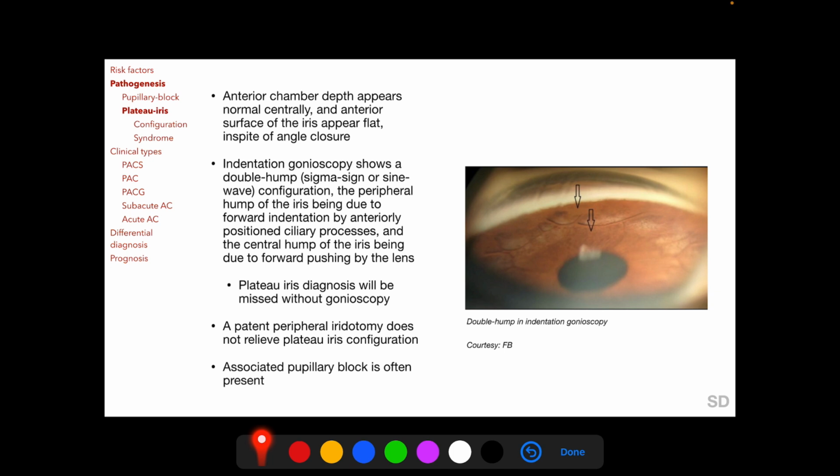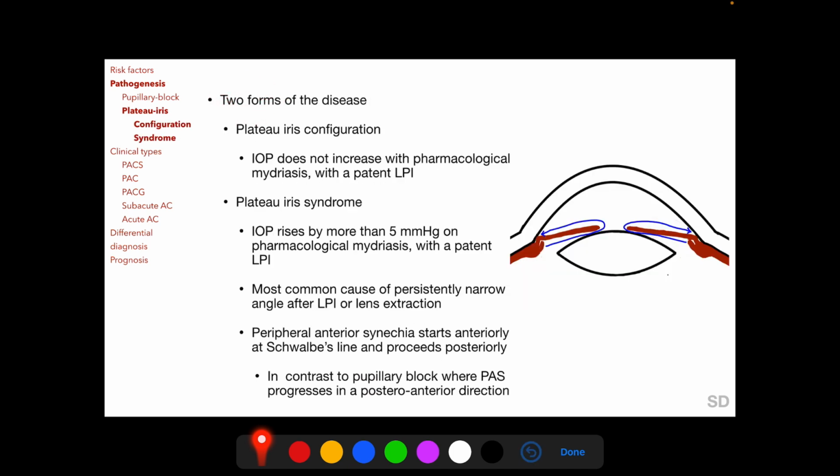Since there is no blockage at the lens-iris interface in Plateau-iris, a patent LPI does not relieve the Plateau-iris configuration. However, an associated pupillary block is often present as a contributing factor to the primary angle closure. Two forms of Plateau-iris disease are known: Plateau-iris configuration and Plateau-iris syndrome. In Plateau-iris configuration, the intraocular pressure does not increase with pharmacological mydriasis in the presence of a patent LPI.